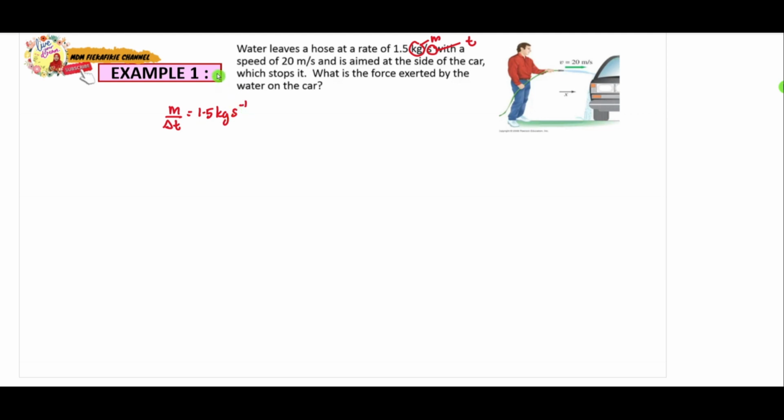Okay, and the speed of the water when it leaves the hose is equal to 20 meter per second. So u is equal to 20 meter per second. Okay, and it is aimed at the side of the car which stops it. Okay, so what is the force exerted by the water on the car? Baca soalan betul-betul. Force exerted by the water on the car means that the force from the water on the car, the direction should be to the right.